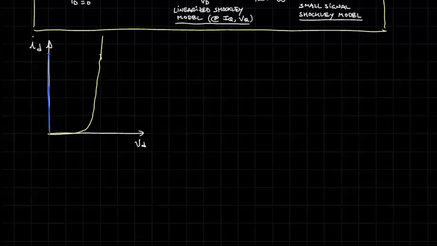our ideal model is just a straight line, right? When it's on, it has no voltage drop, and then when there's negative voltage, it has no current. This is the ideal diode.